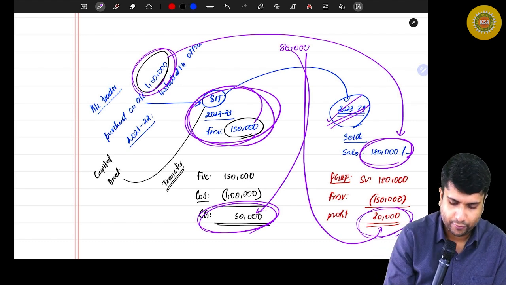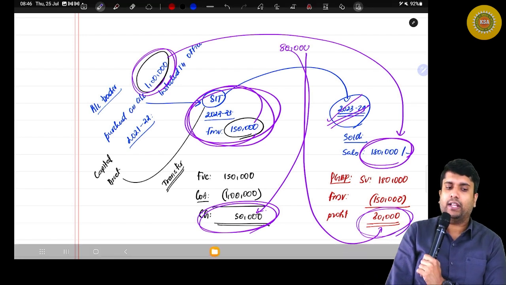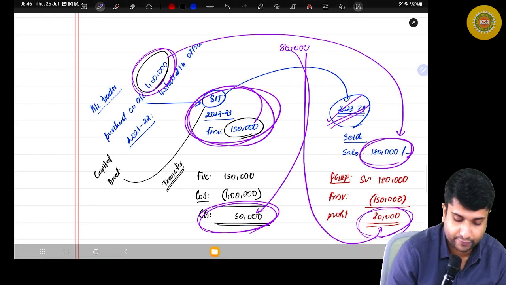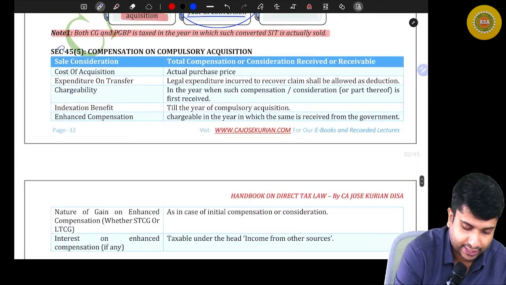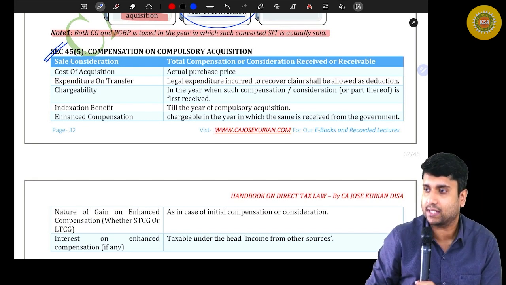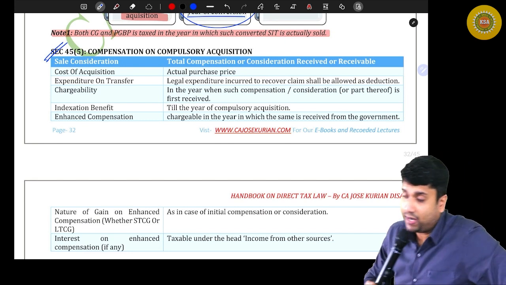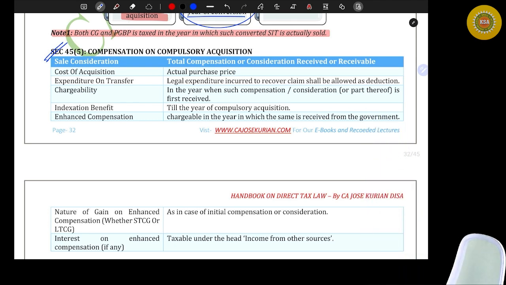Now, moving on with the next concept, that is section 45 subsection 2. That's what we have discussed right now. And moving on to the next point, that is section 45 subsection 5. Can you read what is 45 subsection 5? Compensation on compulsory acquisition. So tell me, friends, what do you mean by compulsory acquisition?